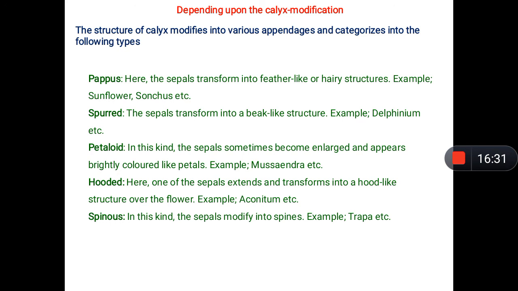Hooded means there is a formation of a hood-like structure, and that actually covers the whole flower. So in case of aconitum, it looks like petals or a hard cover, and that's why it is called hooded. It looks like a hood. In case of spinose, the calyx is modified into a structure which looks like spines, and they are actually spines. When you try to touch the flower, it itches you. So it's in Trapa. So let's see the pictures of that.